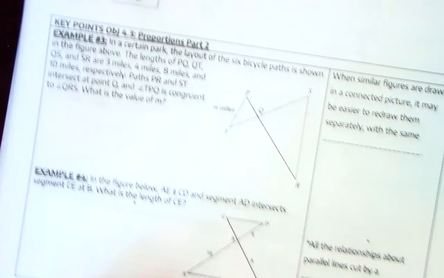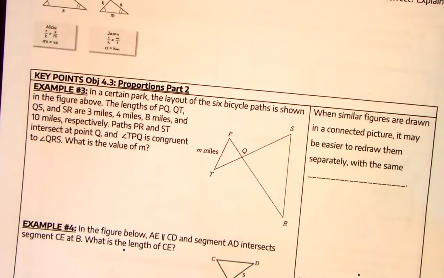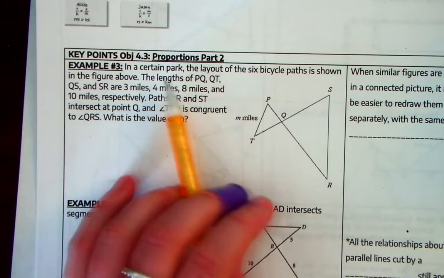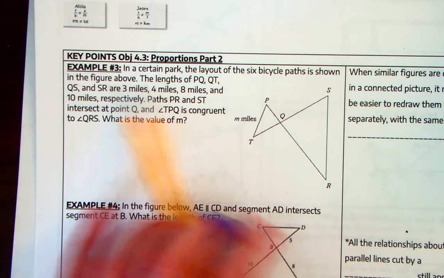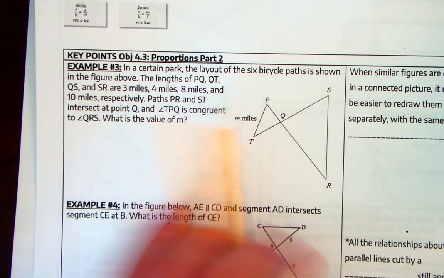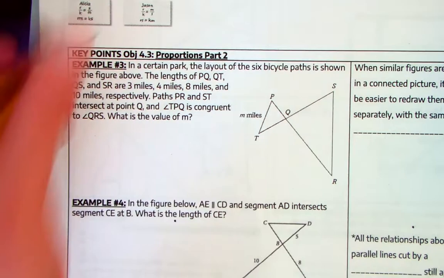Similar triangles are really cool because they show up all over the place in real life. So we're going to see a few examples of that. The first is this situation. In a certain park, the layout of the 6 bicycle paths is shown in the figure below. The lengths of PQ, QT, QS, and SR are 3, 4, 8, and 10 miles respectively. Okay, so it's giving me the lengths in those orders.